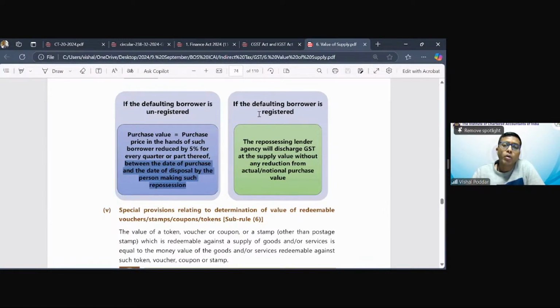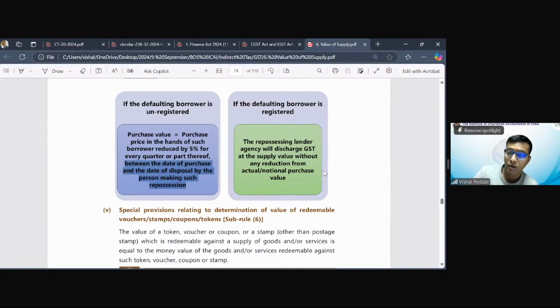If the defaulting borrower was registered, the repossessing lender, that is the bank, will discharge GST at the supply value without any reduction from the actual notional purchase value. So here the reduction of depreciation will not be allowed if the defaulting buyer or borrower was a registered person.